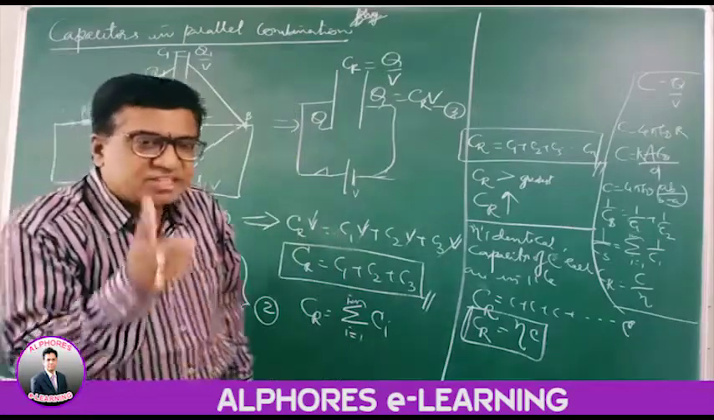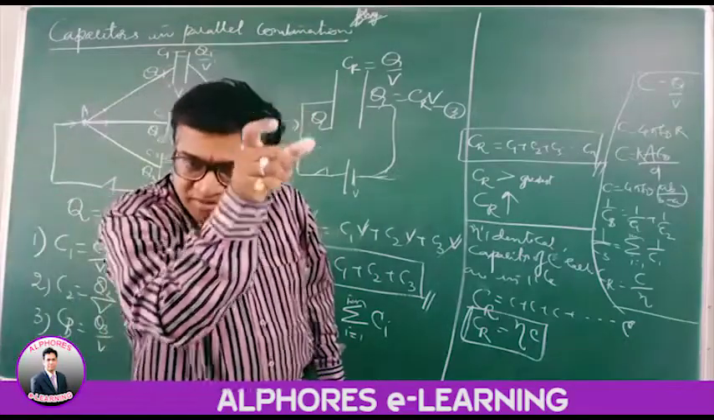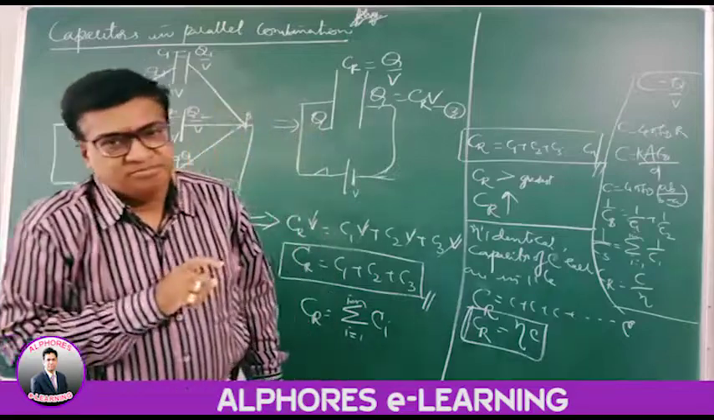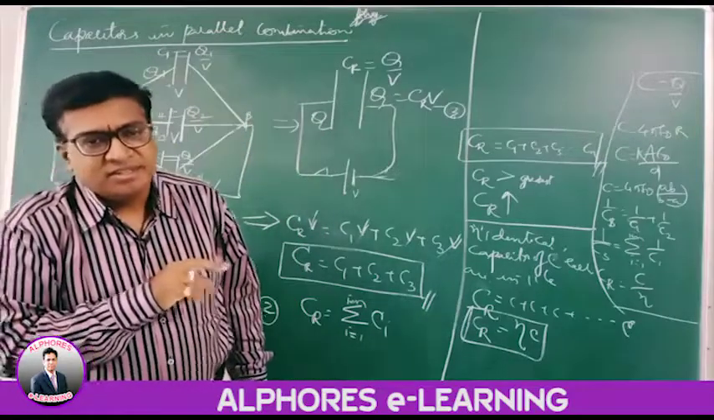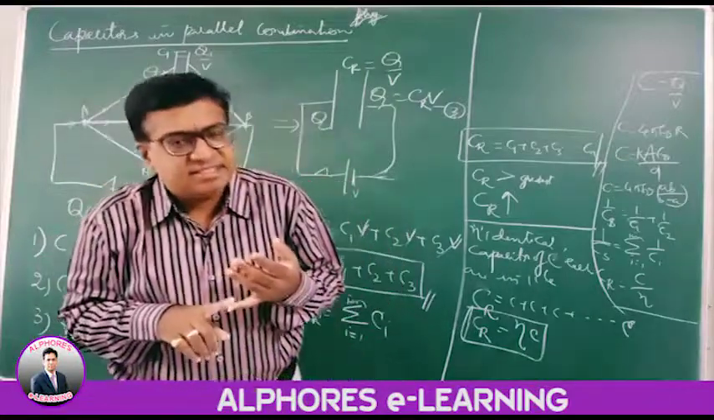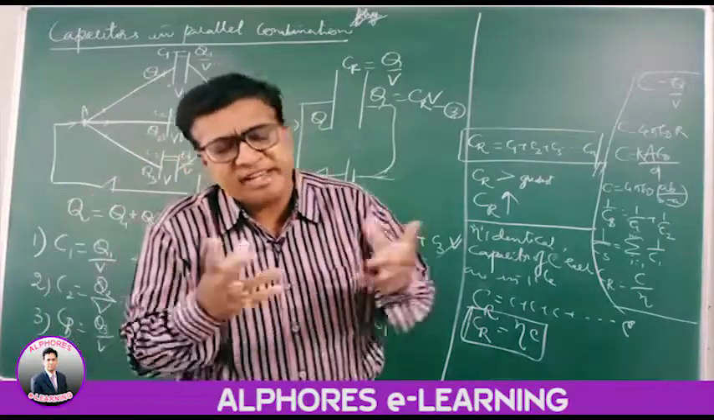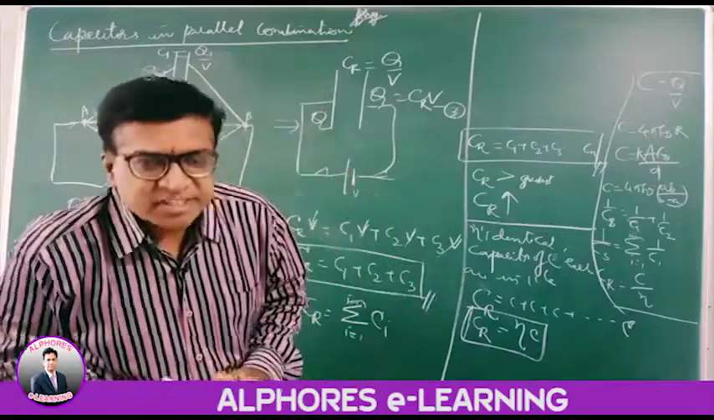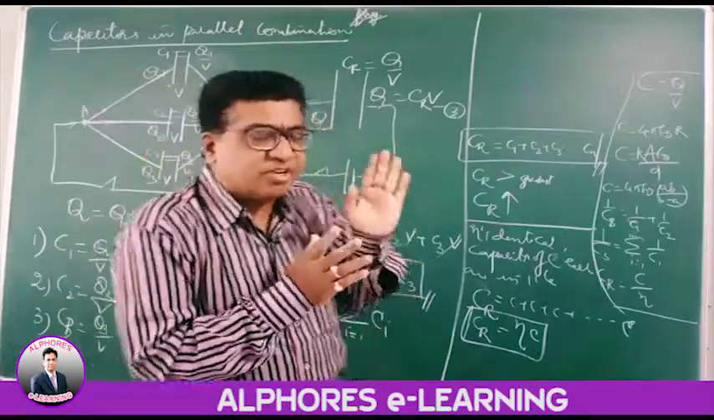In parallel combination, the potential difference of all the elements always remains the same. Potential is always constant. Whether it is resistors, capacitors, inductors, cells, any element, for parallel combination, the potential remains constant. The net potential is the same.